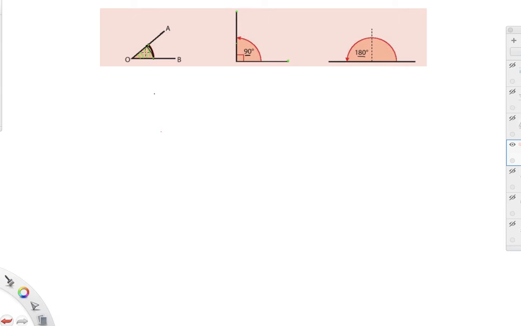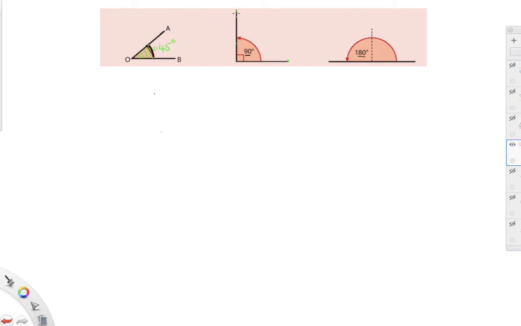So this one here, you can see the lines are closer together. So this angle here would be less than 90 degrees. It might be about 45 degrees if I was to guess, okay? So this might be 45 degrees. I'm just guessing though. And then here, this is 90 degrees.